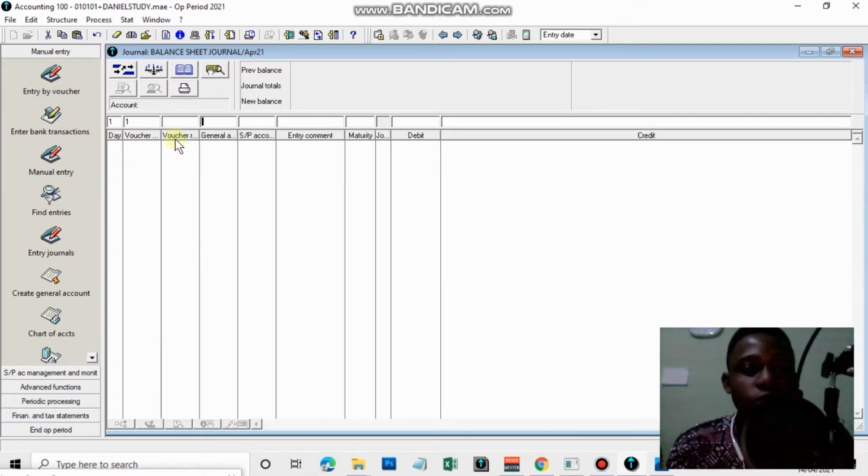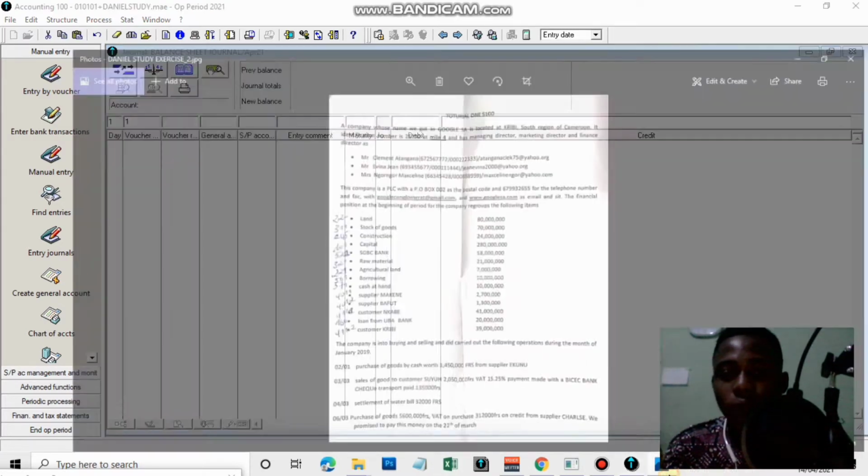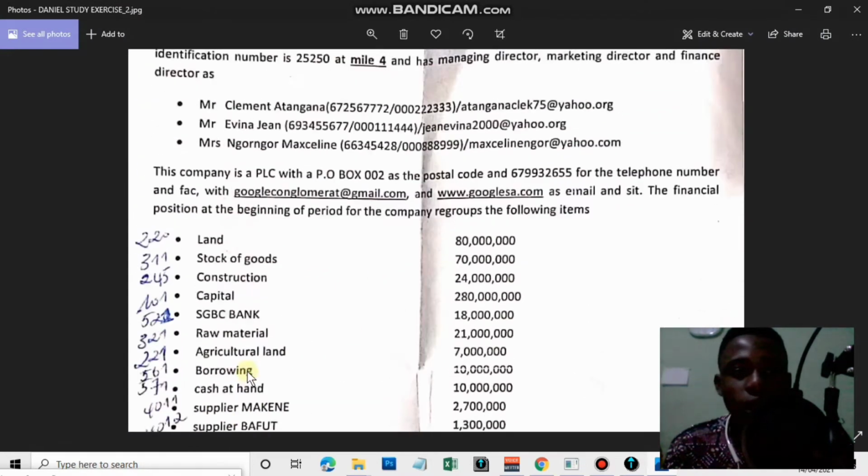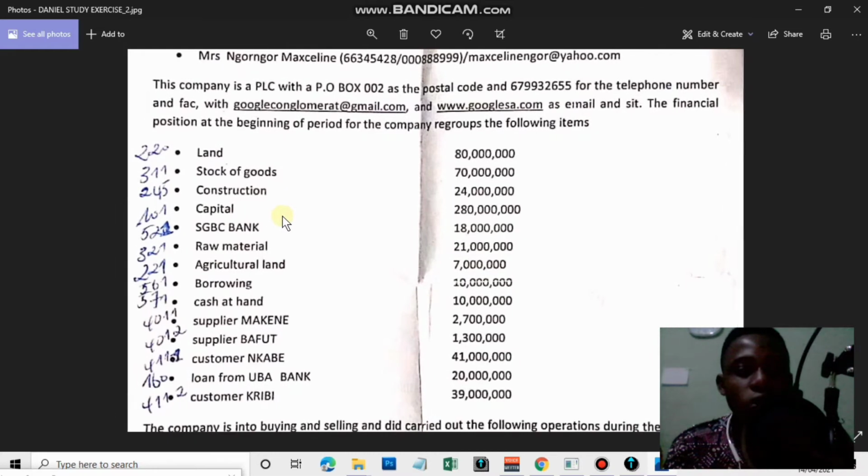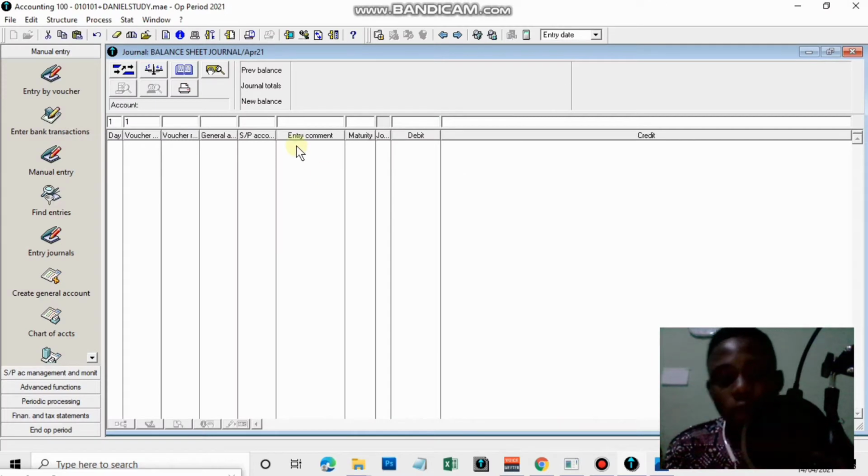Here now, this one is always empty. You continue to the general account. Look at the general account. Here we're looking at land, stock of goods, construction, capital. Now we're going to look at land. The general account for land is, let's say, 0. Is that right? I'm confused.